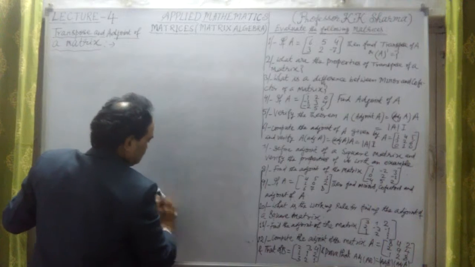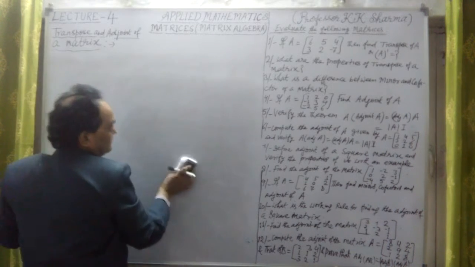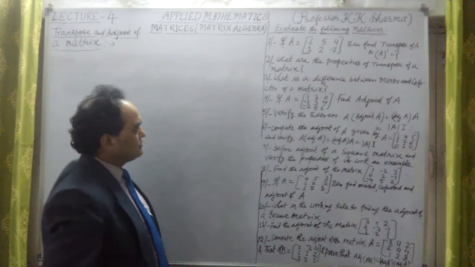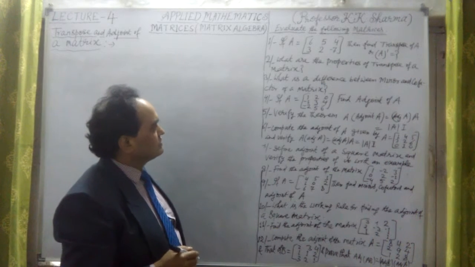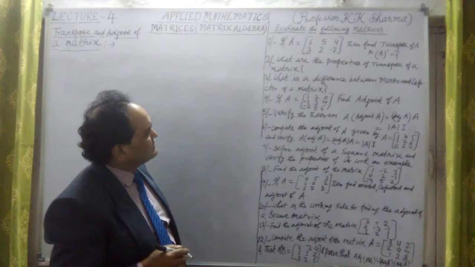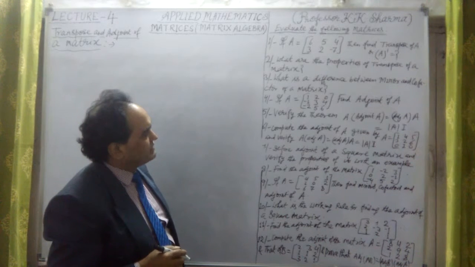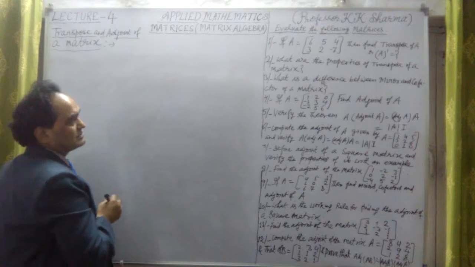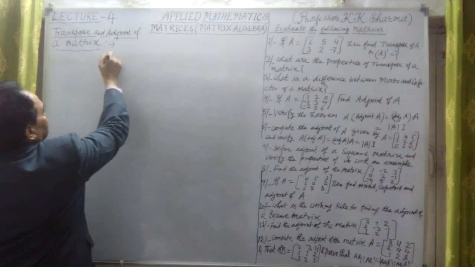Now question number 4, what does it say? Question number 4 is, if A is this matrix, verify the theorem on the adjoint of A. First, what is the adjoint of a matrix? First I have to define it. Let me define the adjoint of a matrix now.